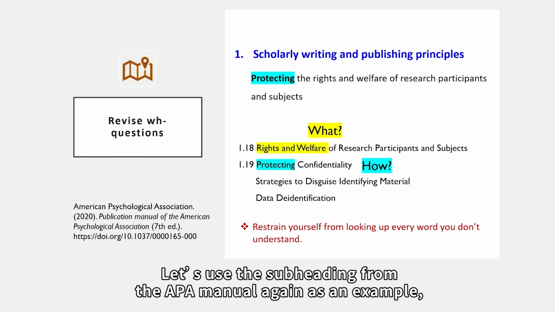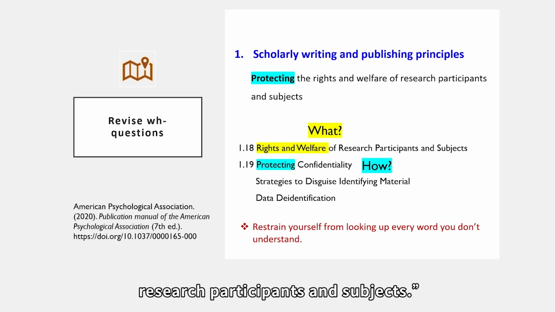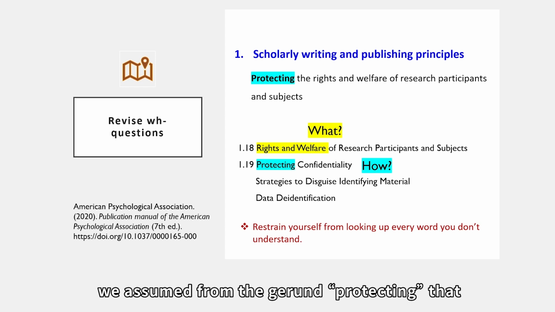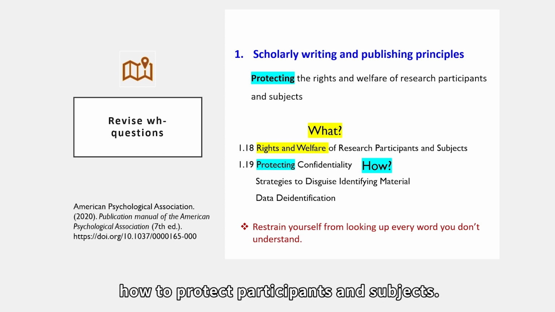Let's use the subheading from the APA manual again as an example, which is protecting the rights and welfare of research participants and subjects. At first, we assumed from the gerund protecting that this section will talk about methods of how to protect participants and subjects. So, we read to answer the how question.